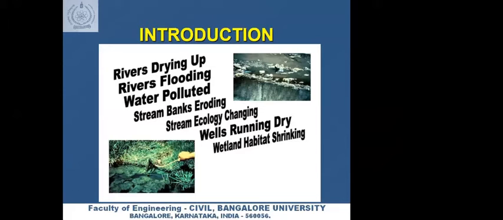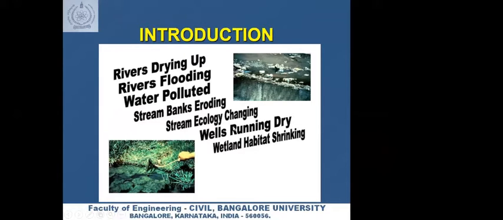So really, it is quite an interesting slide. It shows what we are really facing in real life, in most of the developing countries. What is happening? These are quite common terms heard: rivers are drying up, or rivers are flooding, water is polluted, stream banks are eroding, stream ecology is changing, wells are running dry, wetland habitat is shrinking. These are the common things you have heard over the last few years to decades. Earlier it was not the case.